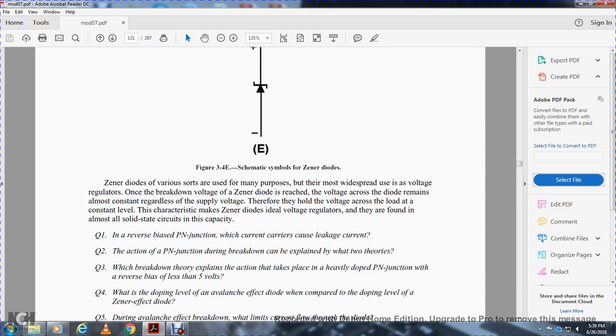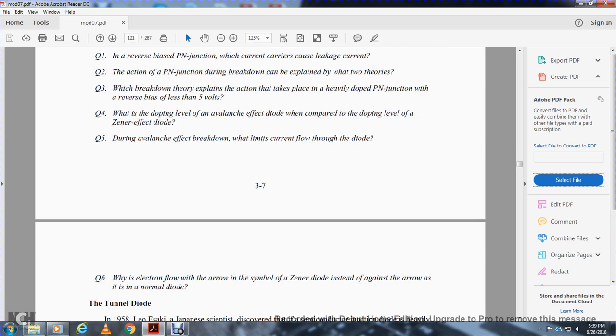The Zener diode is used for many purposes, but the most widespread is as a voltage regulator. Above the breakdown voltage, the voltage across the diode remains constant regardless of the supply voltage, holding the voltage across the load at a constant level. This Zener diode voltage regulator can be found in almost all solid state circuits.